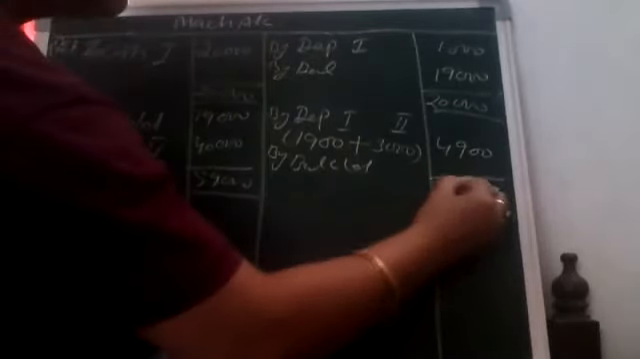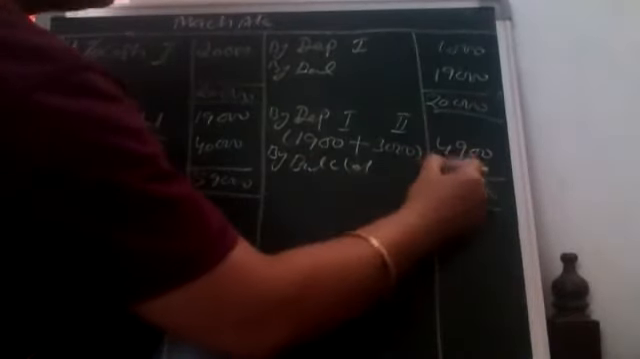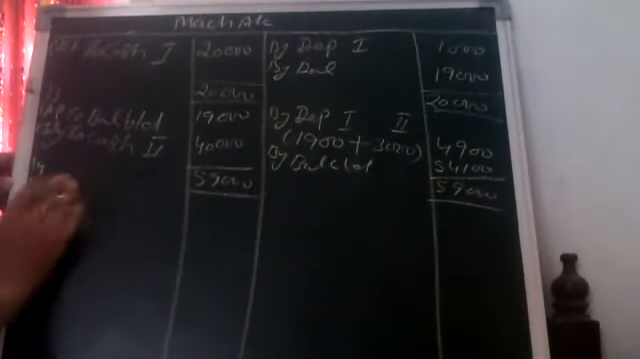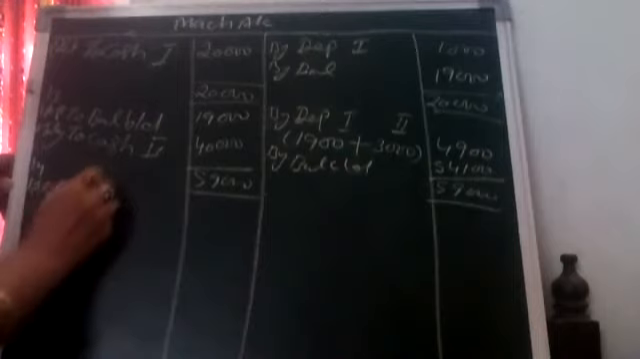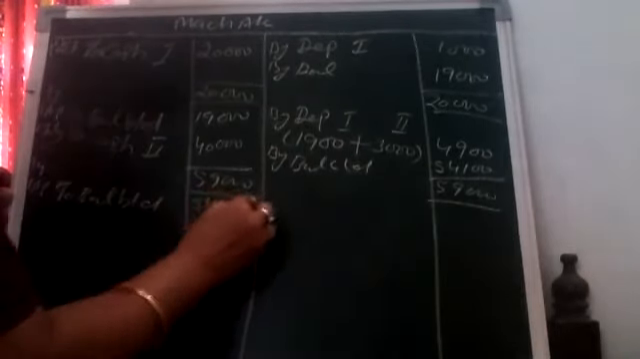59,000. Okay. Now the balancing figure we will transfer here on 1st April 14. Sorry, to balance BD, this is 54,100.